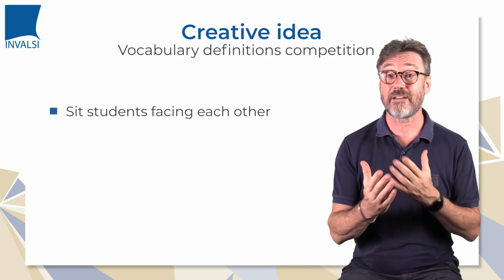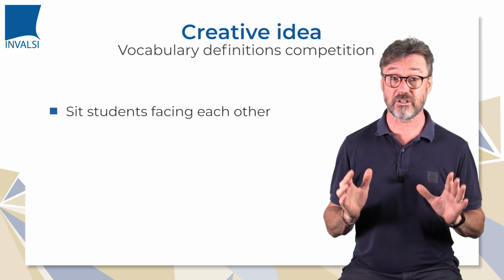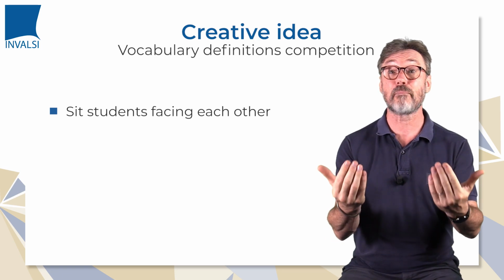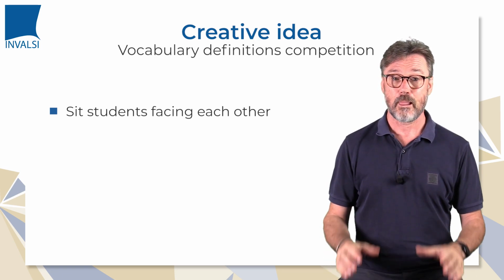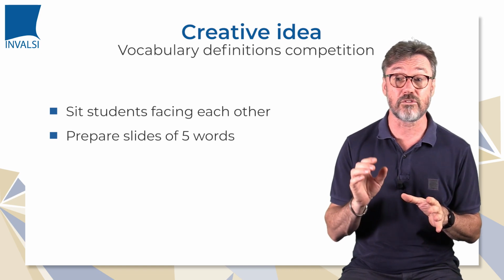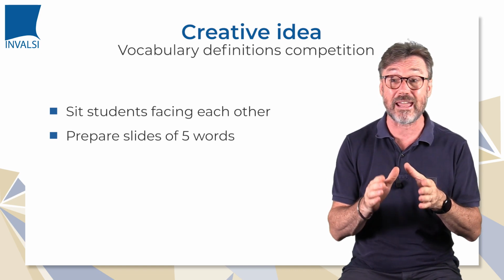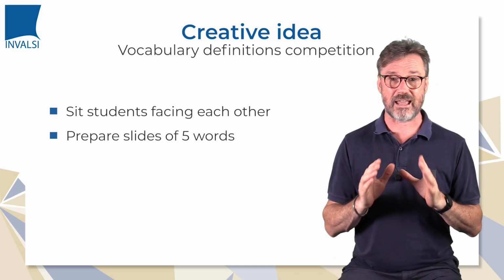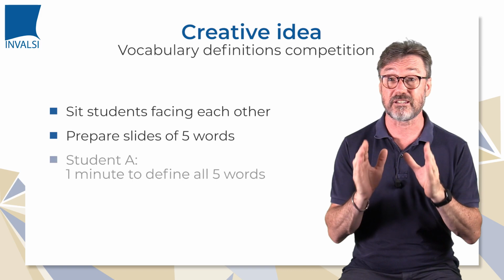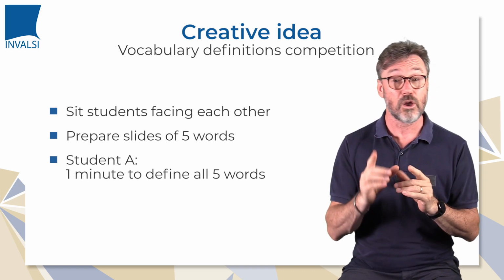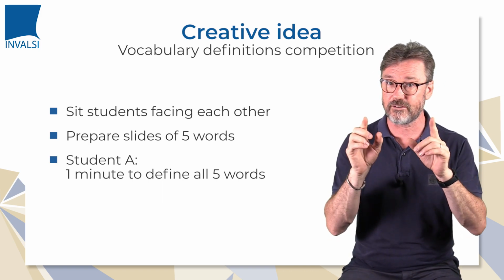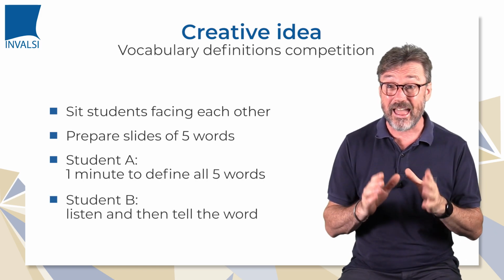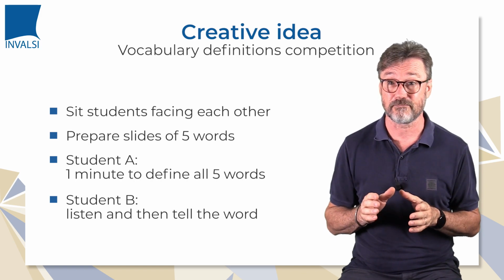Sit students facing each other, with student A facing the interactive whiteboard and student B with their back to the board. Prepare slides of 5 of the words that came out of the collective glossaries on safety equipment. Tell student A that they have 1 minute to define all 5 words without using words contained on the board. Student B must listen and tell A the word that they define.